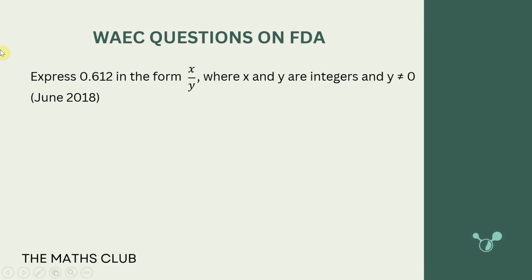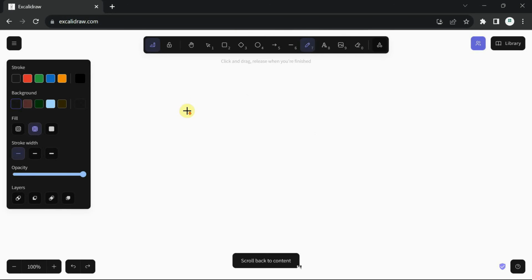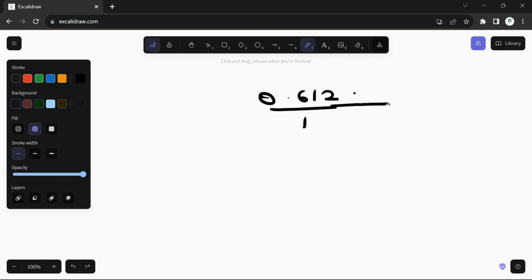So this one is saying express 0.612 in the form x over y, where x and y are integers and y is not equal to 0. So we have 0.612. In the previous video in this series, we talked about converting decimals to fractions. So what did we say? Step 1, we divide it by 1, then we multiply by 10 raised to the power of the number of values after the decimal point. So we have 1, 2, 3 values after the dot, so we multiply by 1000, or 10 raised to the power 3.